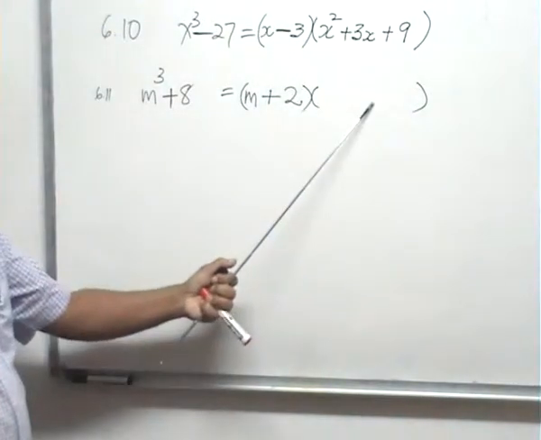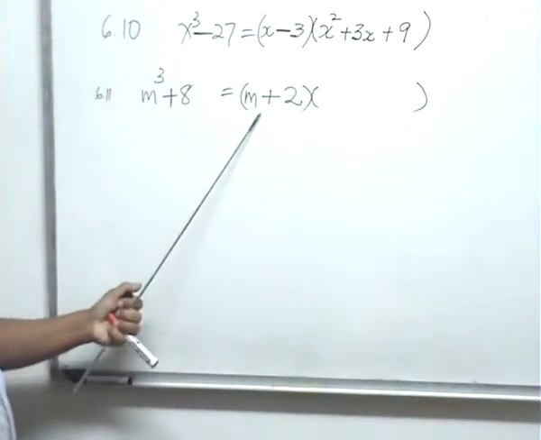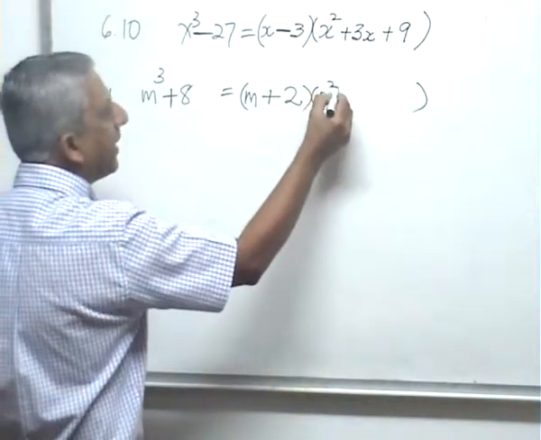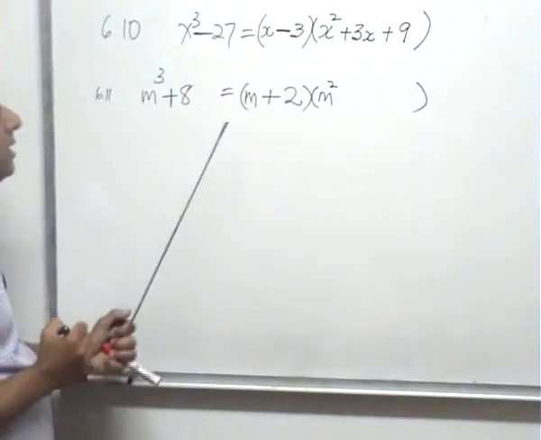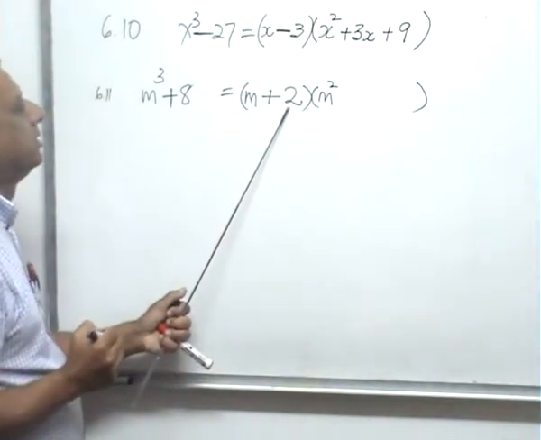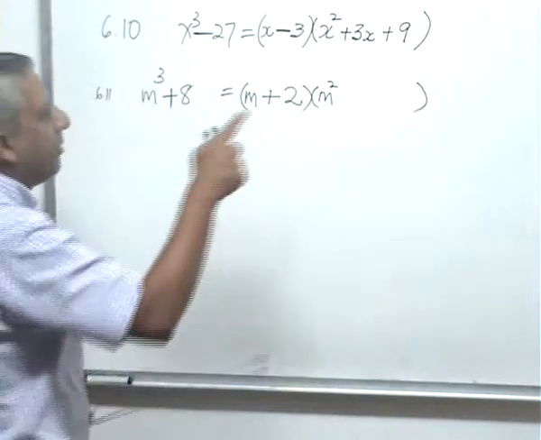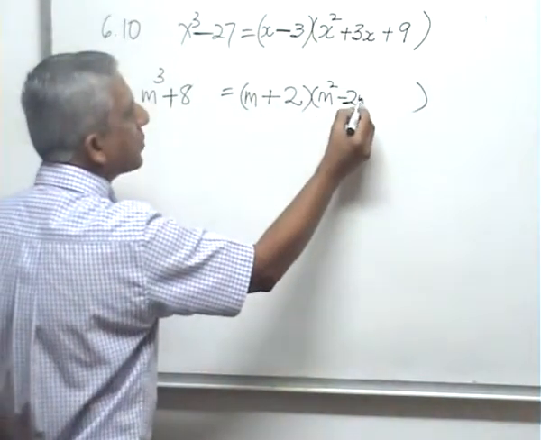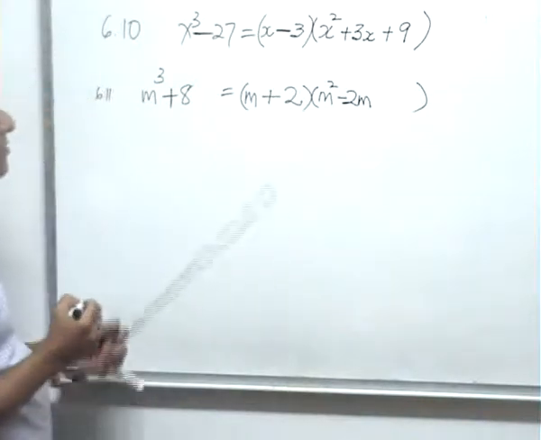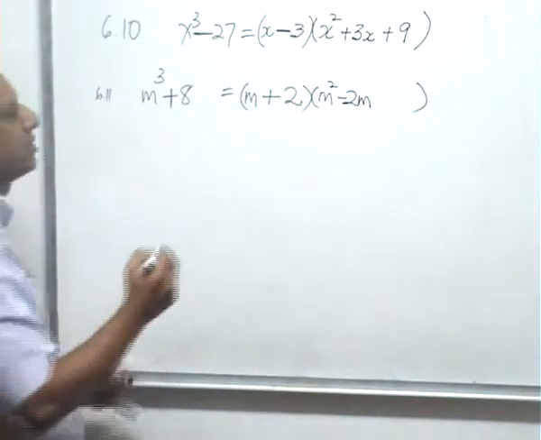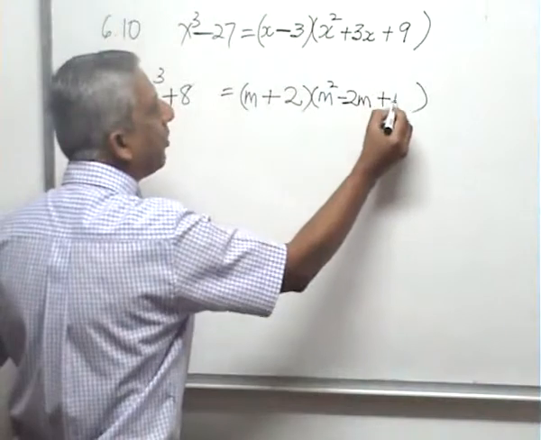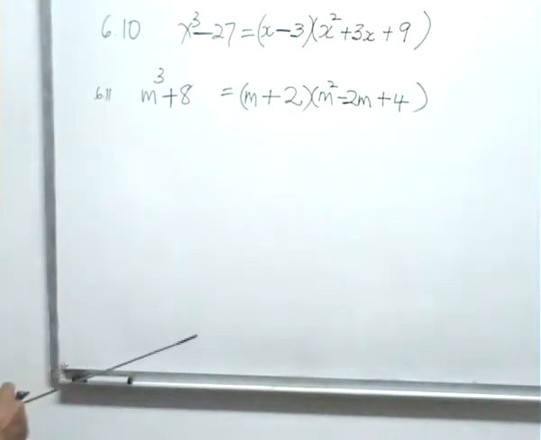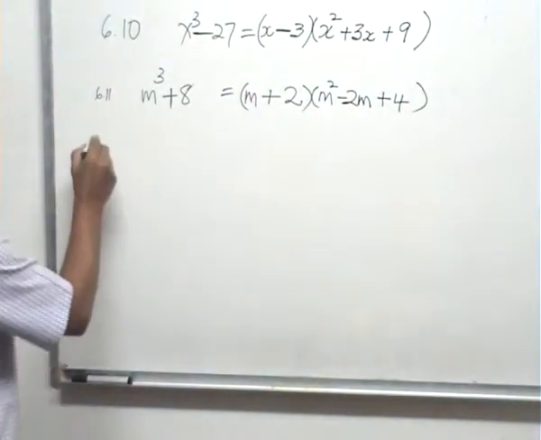Now for the second bracket, get your answers from the first bracket. Take the m and square it, that becomes m squared. Now multiply this 2, it's plus 2m, but you write it here with the opposite sign, so it will be minus 2m, and finally square plus 2, which gives you plus 4. Right, let's move on to 6.12.